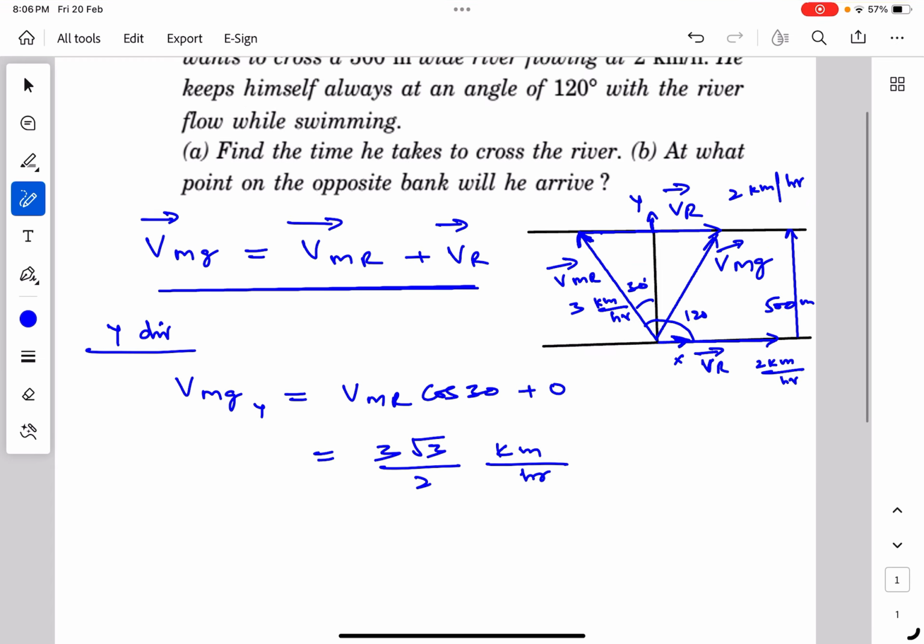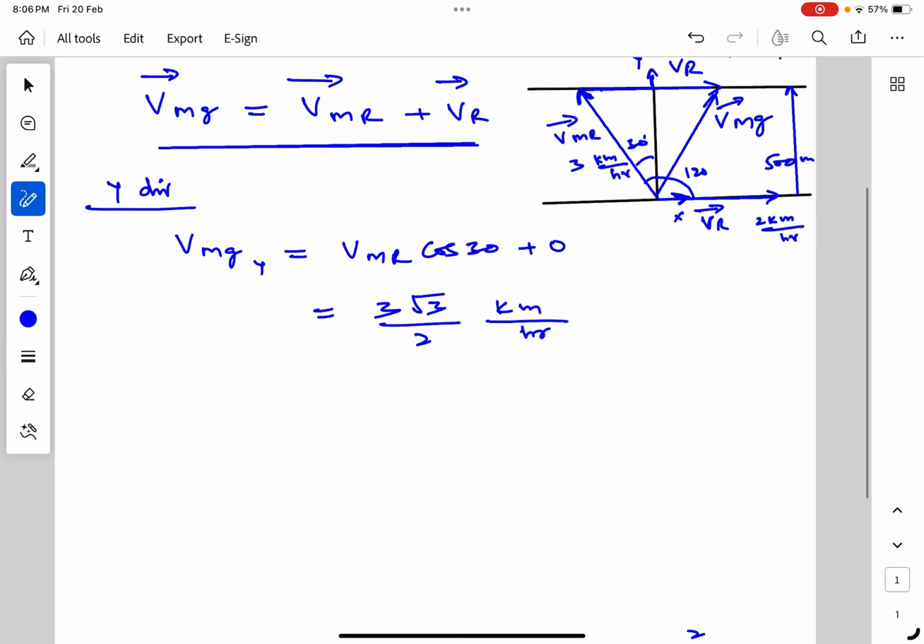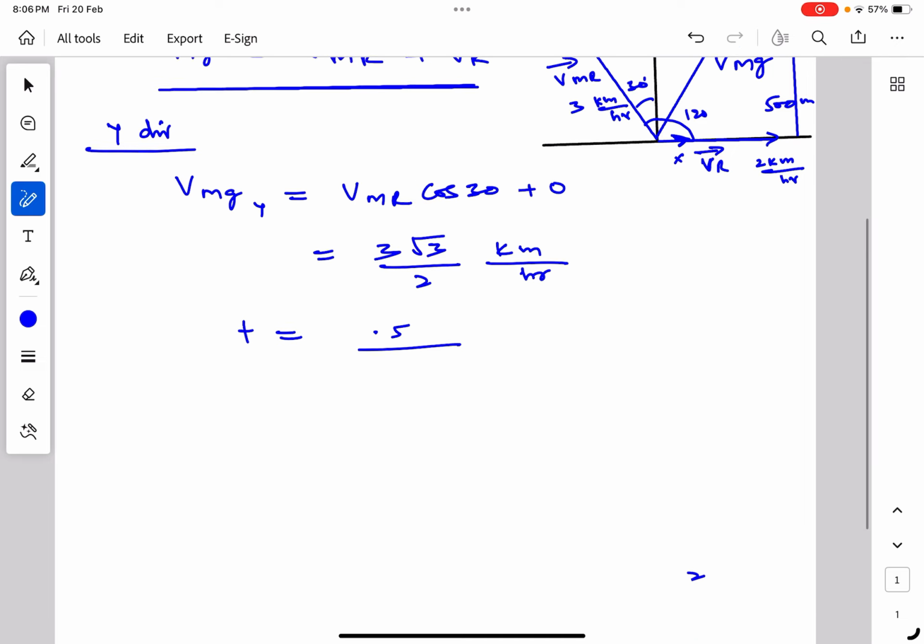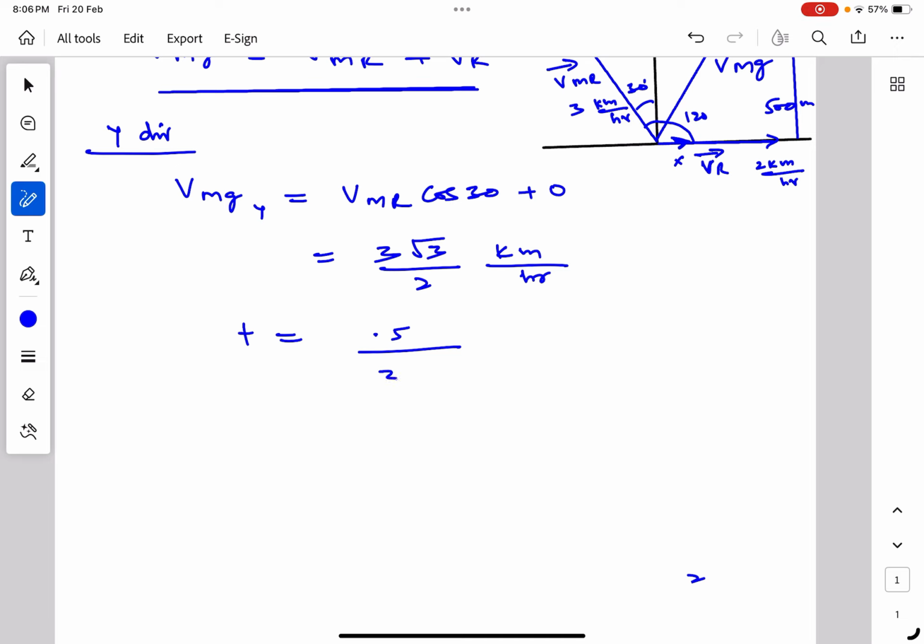Now let us find out time he takes to cross the river. This will be equal to the width of the river, 500 meters, so this is half kilometer, and velocity of man with respect to ground in the y direction is 3 root 3 upon 2. So this is equal to 1 upon 3 root 3 hours.